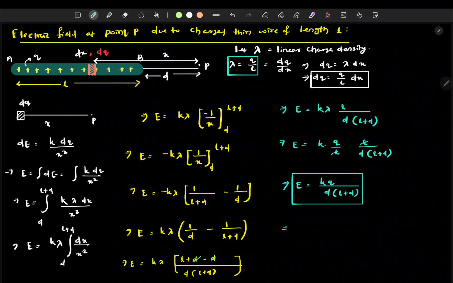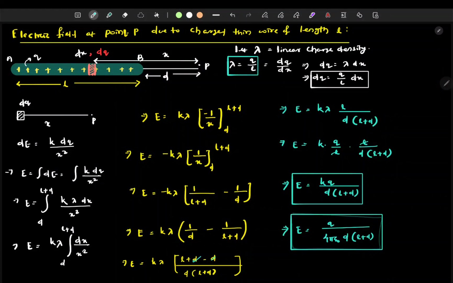Or you may write small k as 1 by 4 pi epsilon naught. So it will be Q divided by 4 pi epsilon naught d into L plus d. So this is the electric field at point P due to a charged thin wire of length L. With this we have completed all the portions related to calculation of electric field intensity due to continuous charge distribution. So practice all these questions properly.